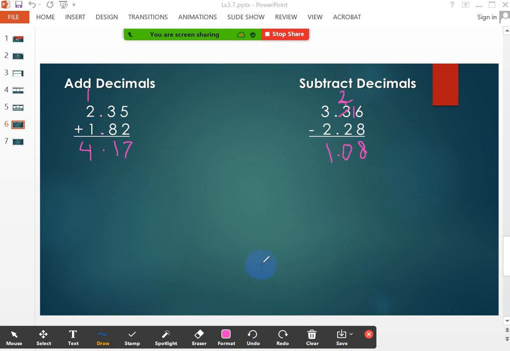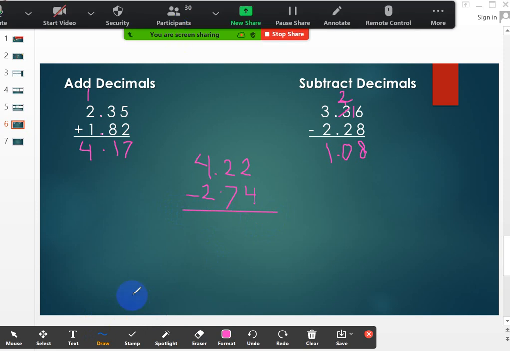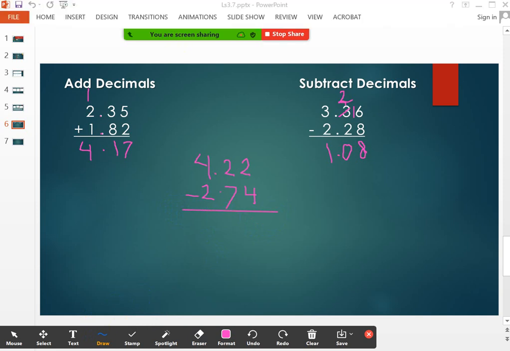Okay? Now I will give you an example like, 4.22 minus 2.74. Okay, I'm sorry. I will write it again. I want you to find the answer for this. Now, let's see.